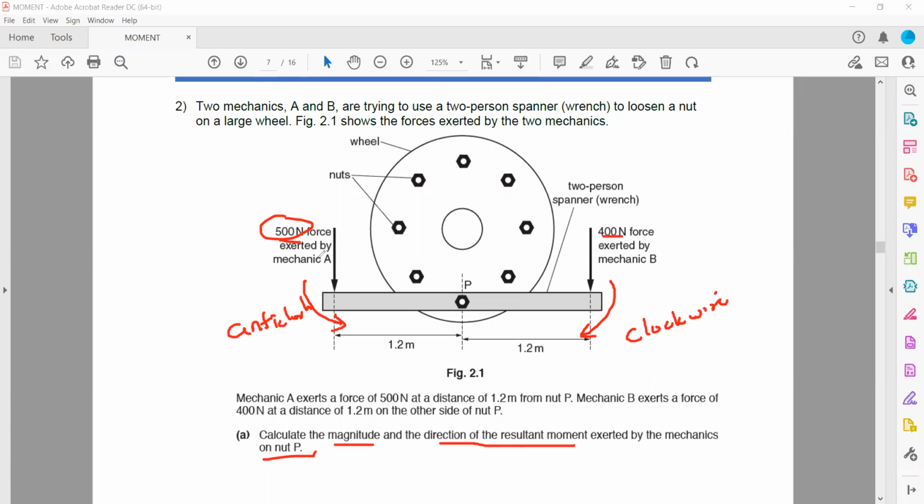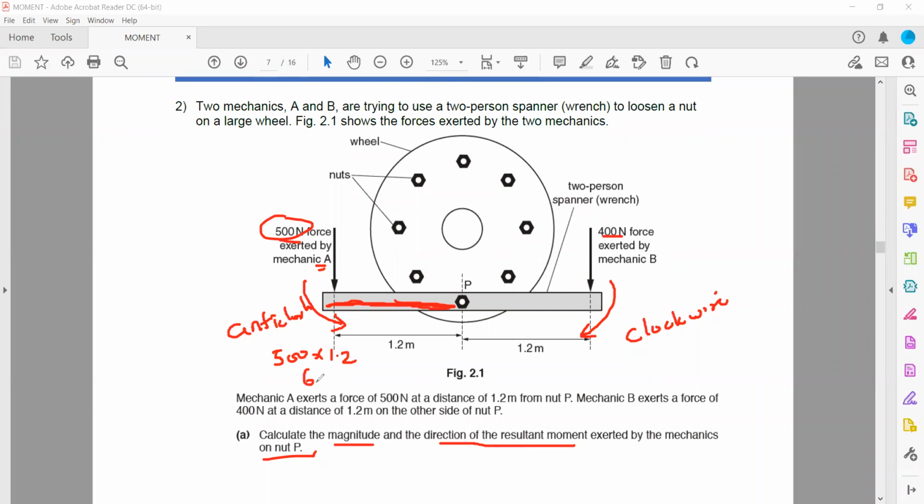So when we calculate the anti-clockwise and clockwise moment, these moments will not be balanced because this object is not in equilibrium. So when we calculate the anti-clockwise moment, the force is 500 and the distance from the pivot is 1.2. The force of mechanic A is 500 and the perpendicular distance between the force and the point of rotation is 1.2. So 500 into 1.2, what's the answer for this?